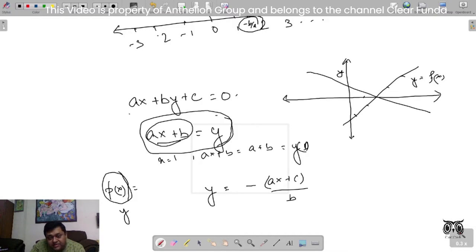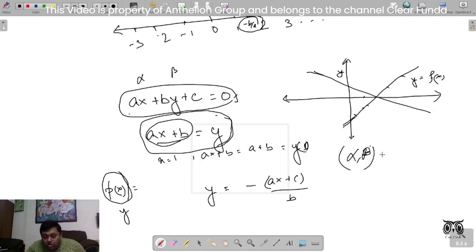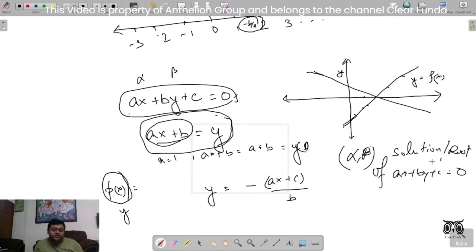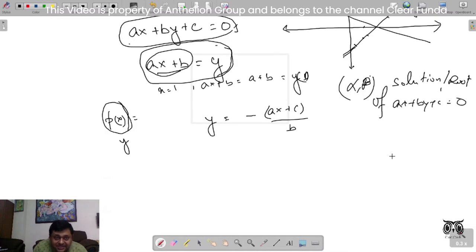So this is just one way of representing it. But whatever way it be, if you see it very clearly, ax plus by plus c equals 0 is basically always a straight line. And there are an infinite number of x's and y's which will satisfy it. So if a particular value of x, which is alpha, gives a particular value of y, which is beta, which satisfies this equation, then we call the ordered pair (alpha, beta) a solution or root of ax plus by plus c equals 0. This is how we talk about it. This is the language we use.